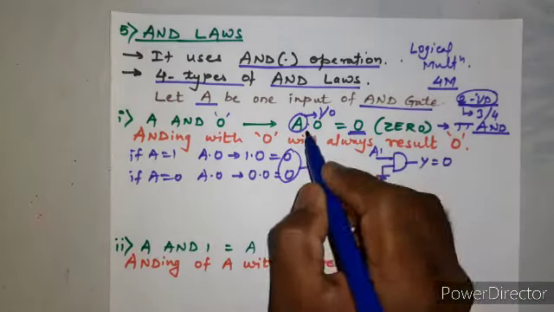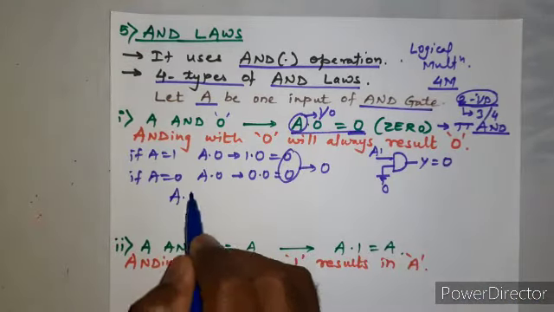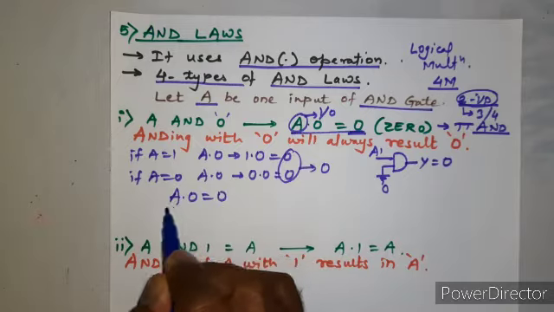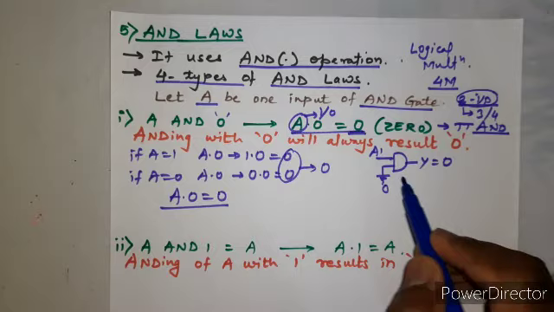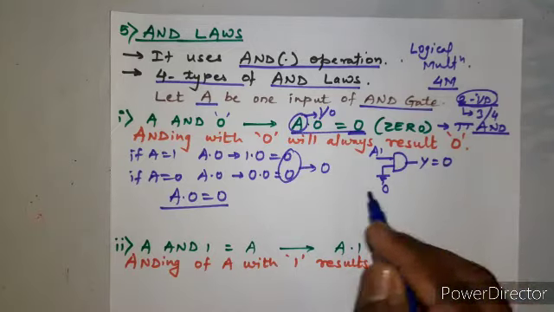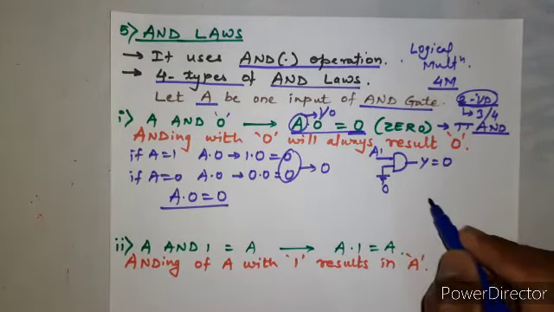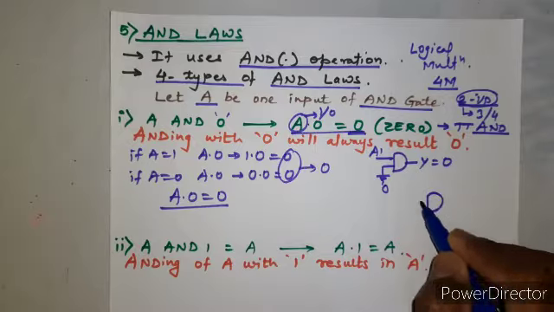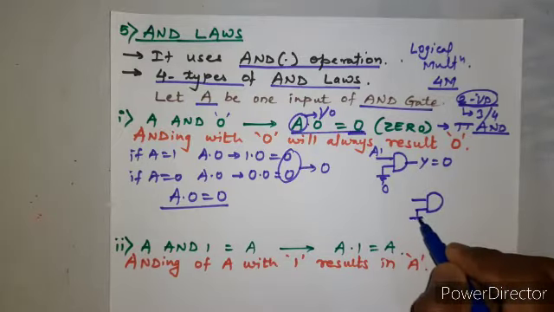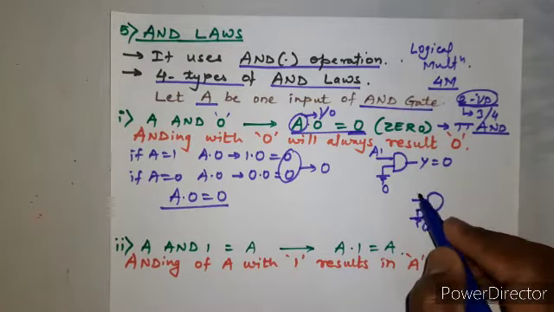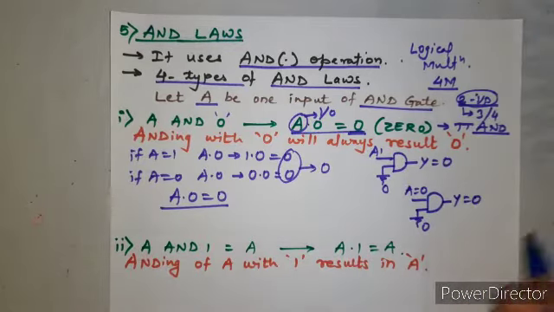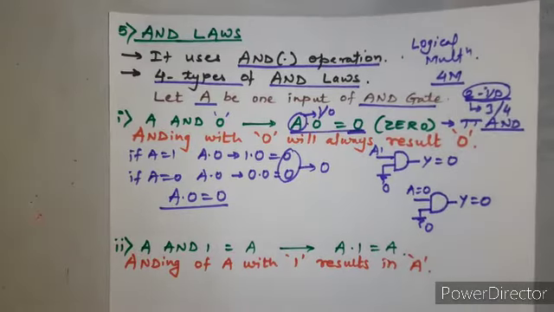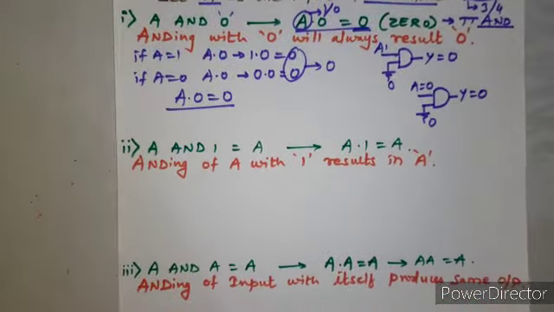So that is what is written here. A dot 0 is always equal to 0. So this is how you can verify this. Now since A is equal to 1, we can have this A, and this is grounded, which means 0. For A equal to 0, Y is again 0. Very easy it is.